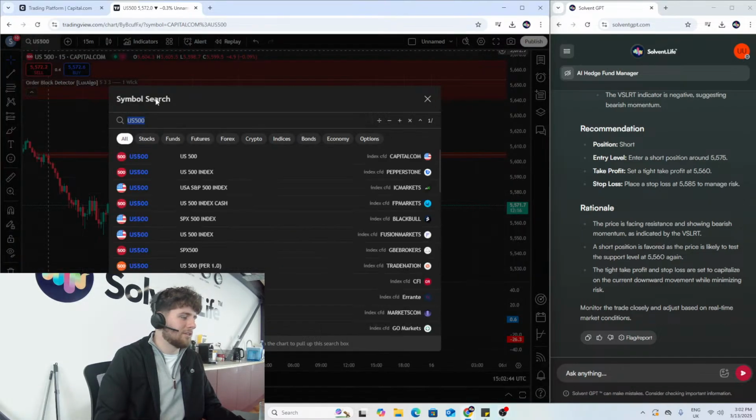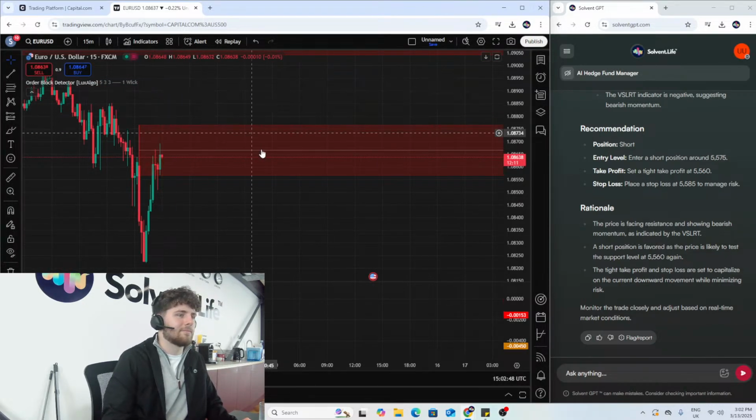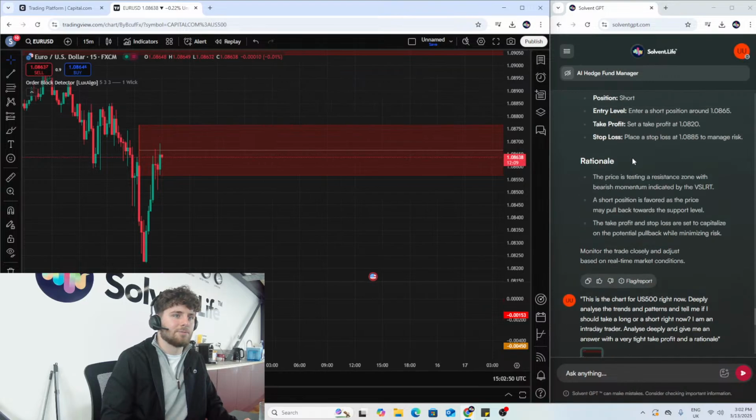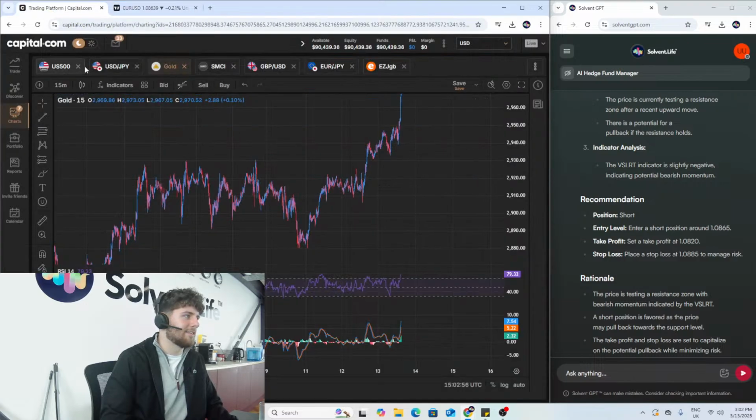Let's see what the euro to dollar is doing. Already it's past that 85. It's dropping significantly. I think it would be a sensible time to enter.